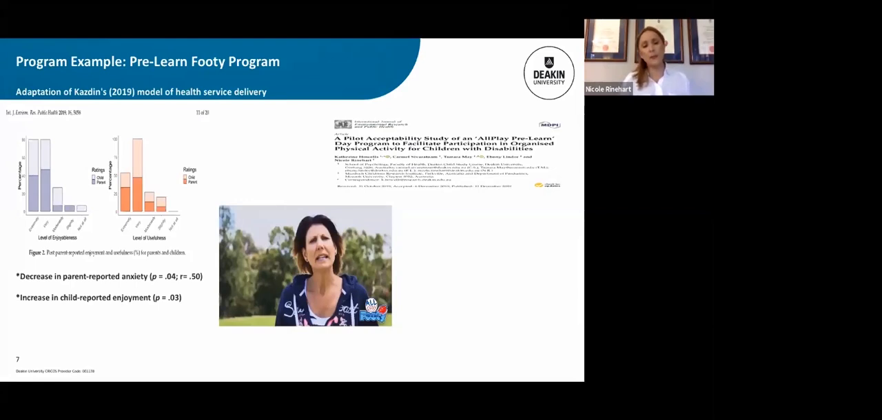In our pre-learn programs that we ran, we found that after participating in the programs, the parents reported a decrease in their sense of anxiety about their son or daughter participating in organised physical activity, and the children showed an increase in child-reported enjoyment, and a proportion of those children went on then to enrol in a full season of footy in their local community, which was a fantastic outcome.